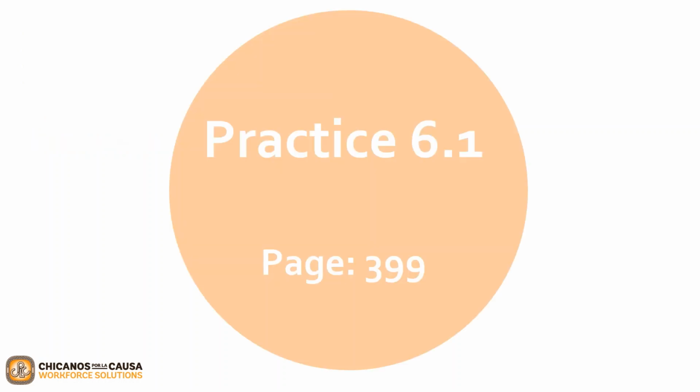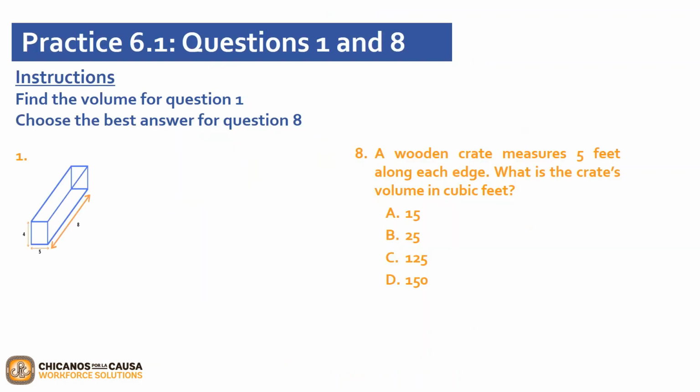At this point, let's move on to practice 6.1, located on page 399. For practice 6.1, we're going to answer questions 1 and 8. For question 1, you're going to find the volume. For question 8, you're going to choose the best answer. So take a couple minutes to complete both questions 1 and 8, and then when you're ready to review them together, just go ahead and click play.